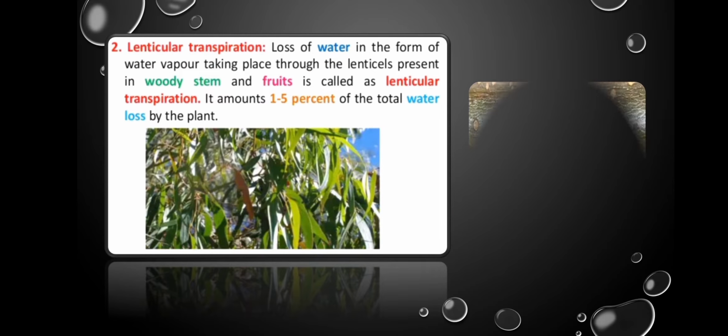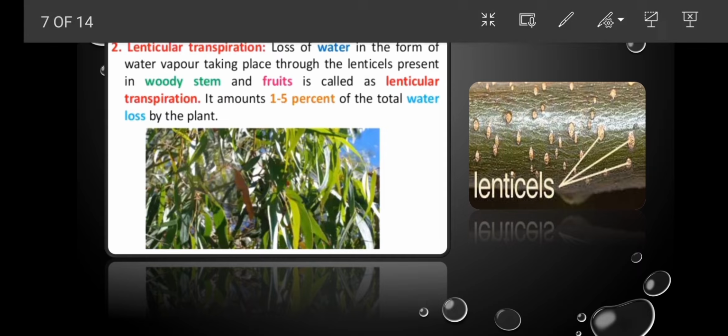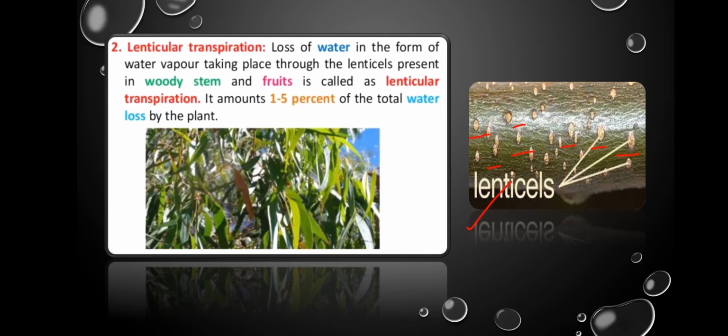Second, lenticular transpiration. Minute permanent openings are found on the woody stem. These are termed lenticels. So, the water lost through these lenticels in the woody stem and fruit is termed lenticular transpiration. Some amount of water is lost continuously through these lenticels. These lenticels never close and remain open all the time. Approximately 1 to 5% of the total water is lost through lenticular transpiration.